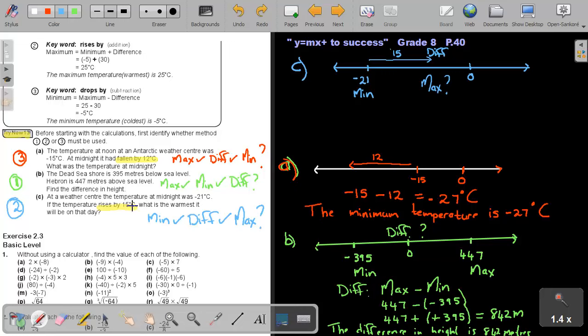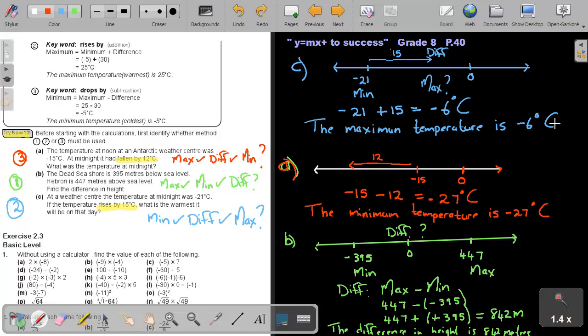Okay, so basically what do I do? I'm basically just going to say negative 21, and I'm going to add that 15. And don't forget, if the signs are different, what do I do? I subtract. So if I subtract, I get 6. And now, look, it's negative 21, positive 15. Did I move more negative or more positive? More negative. That's why it's negative. And I end with a sentence again by saying the maximum temperature is negative 6 degrees Celsius.